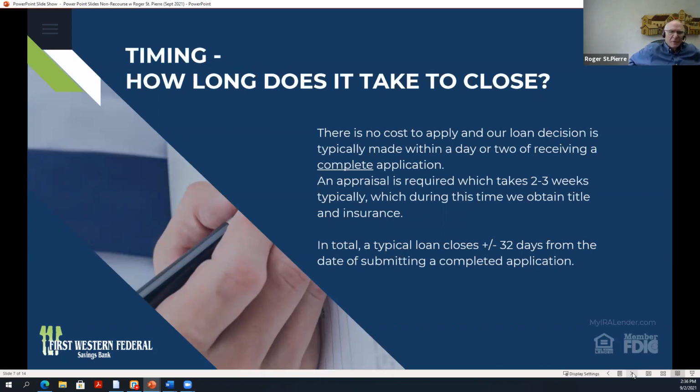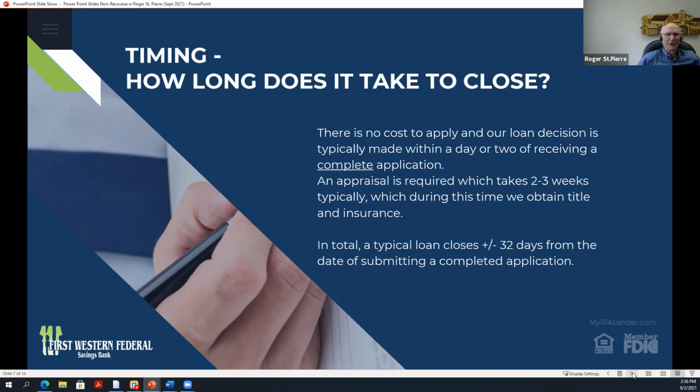Timing, these take about really the same amount of time to close as a regular real estate loan that you might be doing these days. We get to loan decisions very quickly. We're getting to a loan decision right now in about 24 hours. It's quick. And then there's no cost to you, just so you know, to apply for a loan.